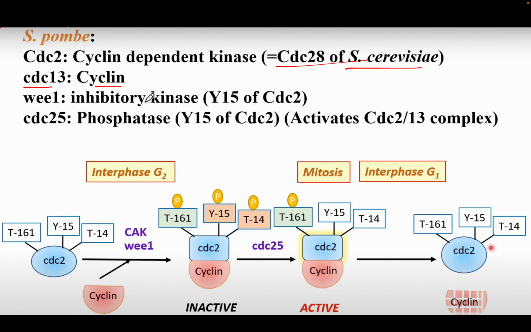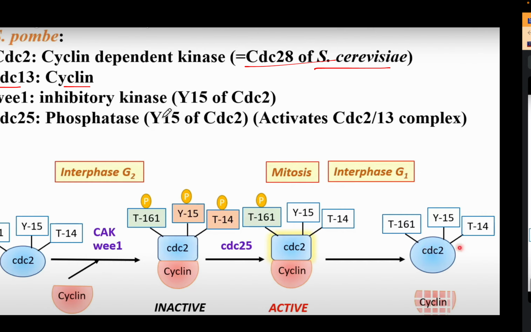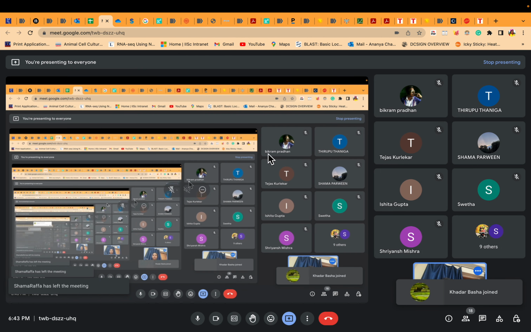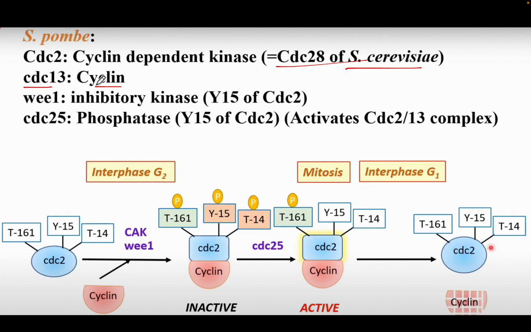Now in the case of Schizosaccharomyces pombe, CDC2 is also called cyclin dependent kinase, and this is called CDC28 in the case of Saccharomyces cerevisiae. The same protein, just named differently. CDC13 is also called cyclin. Wee1 is an inhibitory kinase. It phosphorylates tyrosine 15 of CDC2. Then CDC25, a phosphatase, removes the phosphate of tyrosine 15 of CDC2 and activates the CDC2 and CDC13 or cyclin complex.